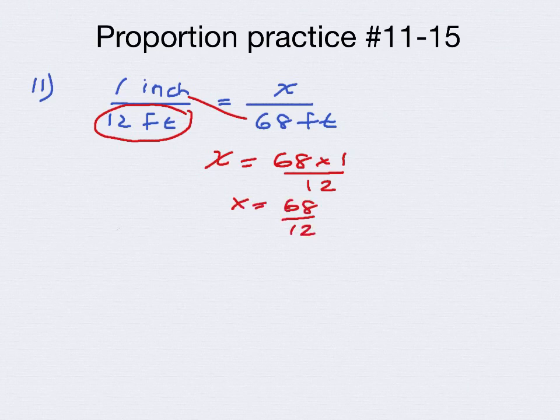If we take that number and we break it down into a decimal, we would get 5.6 repeating. And 5.6 repeating is 5 and 6 over 9, which is 5 and 2/3. So 5 2/3 inches would be the length of that wall on the blueprint.